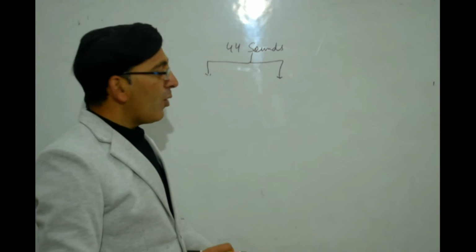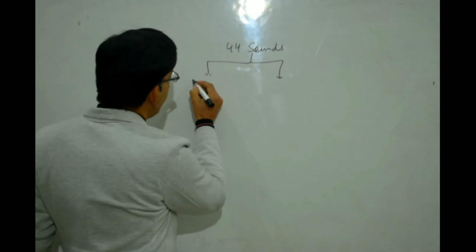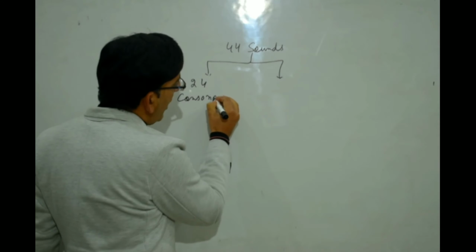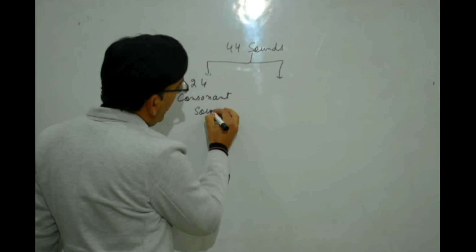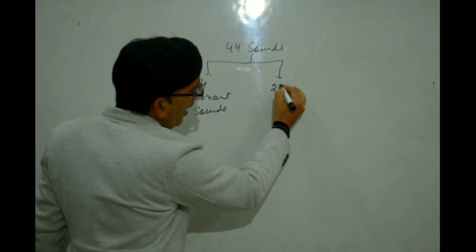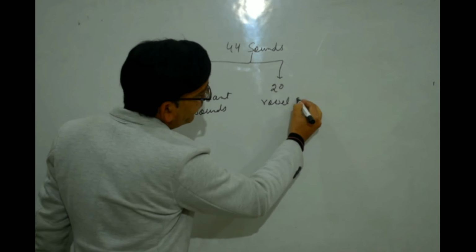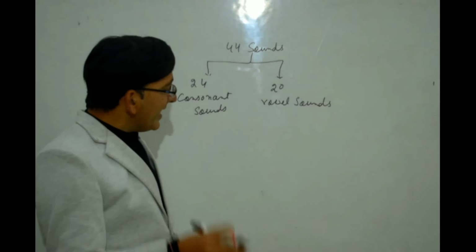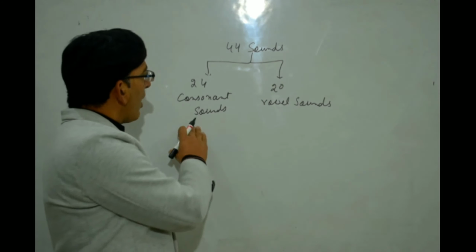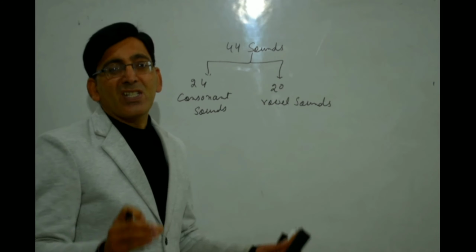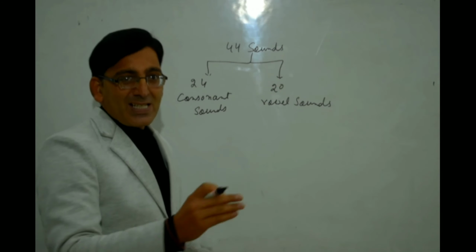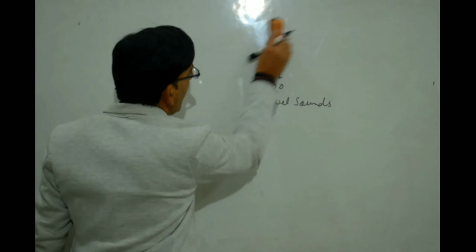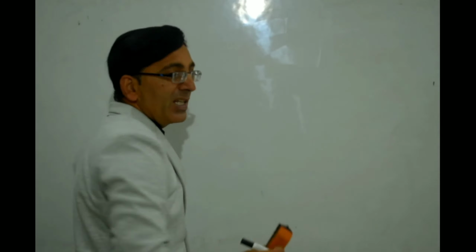Out of 44 sounds, 24 are consonant sounds and 20 are vowel sounds. In this video, I will talk about the 24 consonant sounds in detail. So let's move to our topic, the 24 consonant sounds, which I will discuss in this video.